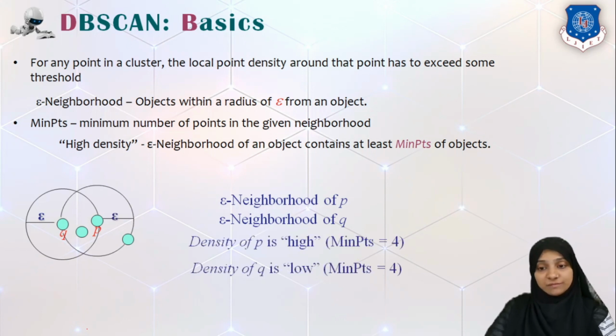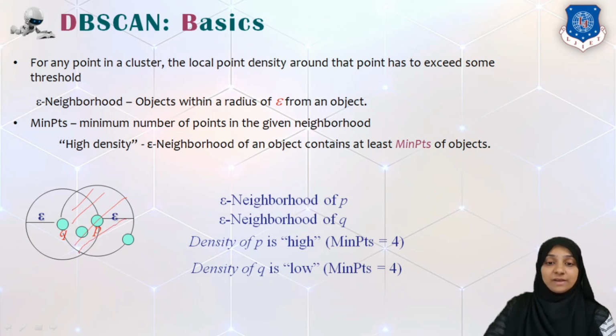Now over both of these cases, if we have minimum points as 4, our P point area has high density. Why? Because for P we have 1 itself, 2, 3 and 4 points, which means the minimum points criteria is being satisfied. So we say the density of point P is high.